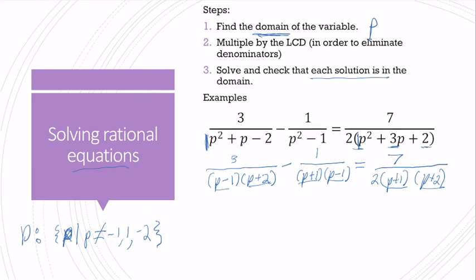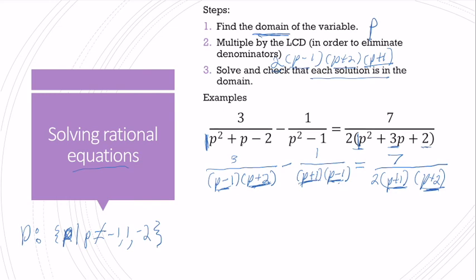So the least common denominator has to have a factor of p minus 1, which we have 2 of. It has to have a factor of p plus 2. It has to have a factor of p plus 1. And it has to have a factor of 2. I'm going to put that in front. So here's our least common denominator. We have a 2 times p minus 1 times p plus 2 times p plus 1. And the reason we do this is if we multiply by the least common denominator, it's going to cause our denominators to cancel out.